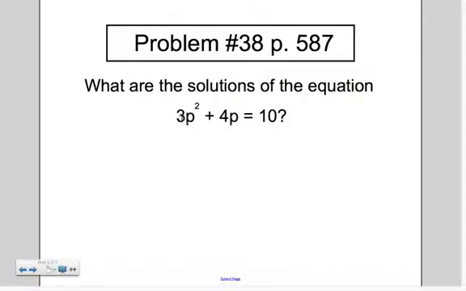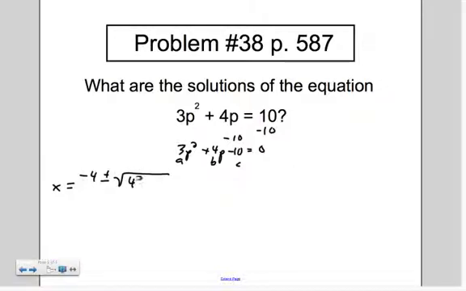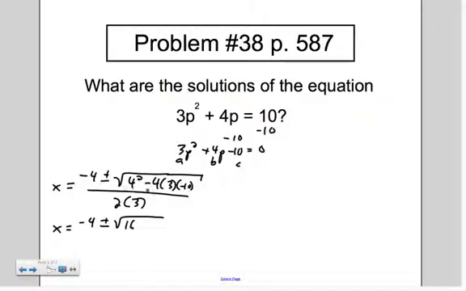And one more. This is not in standard form, so we'll subtract 10 from both sides. 3p squared plus 4p minus 10 equals 0. This is A, B, and C. So x equals negative b plus or minus the square root of b squared minus 4ac, all over 2a. So x equals negative 4 plus or minus the square root of 16.